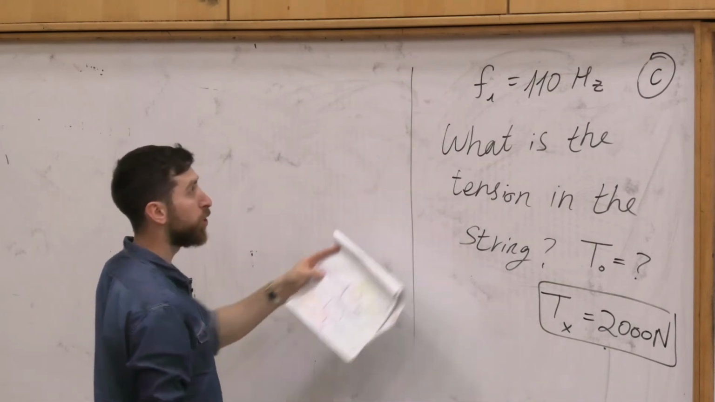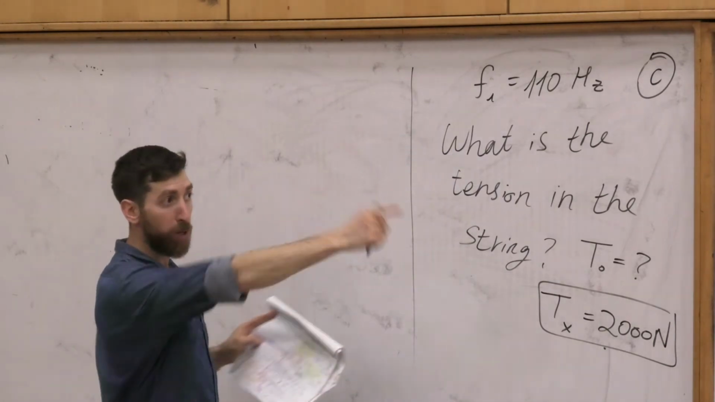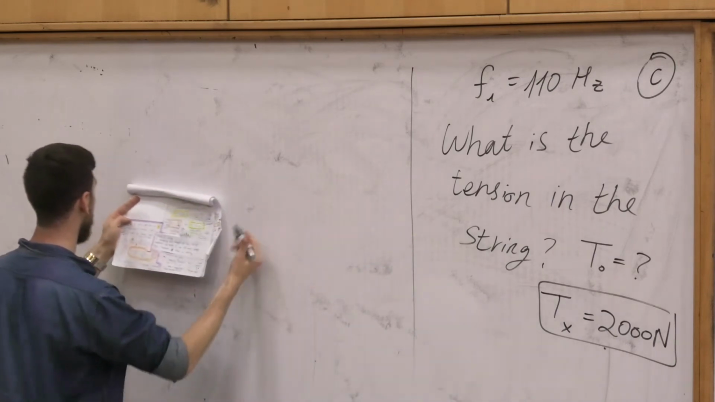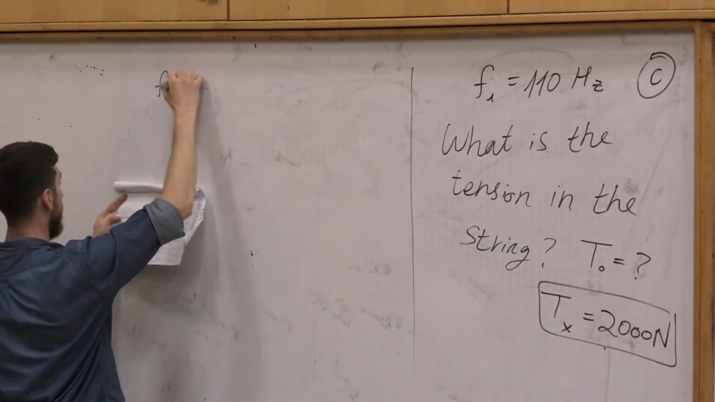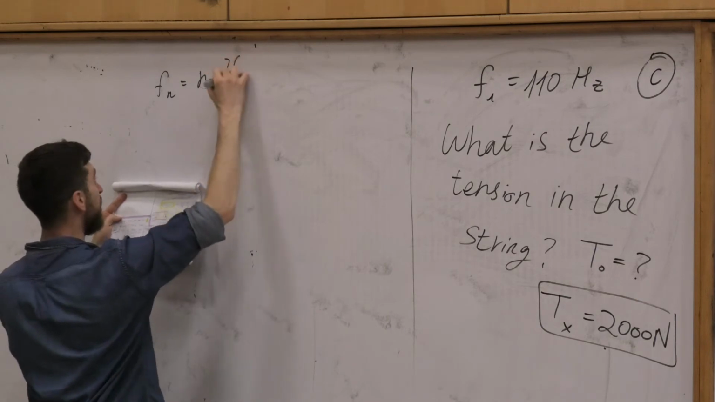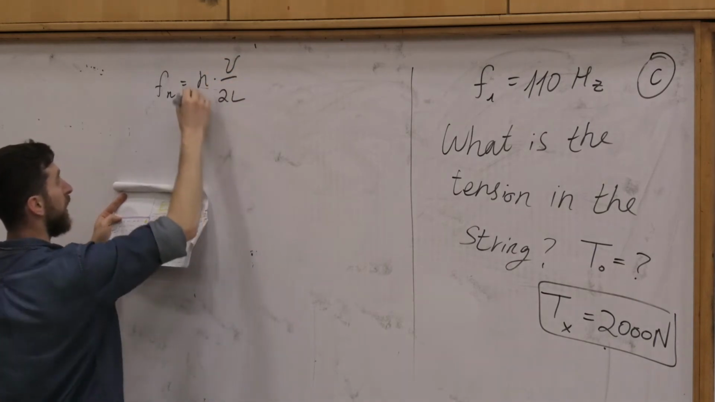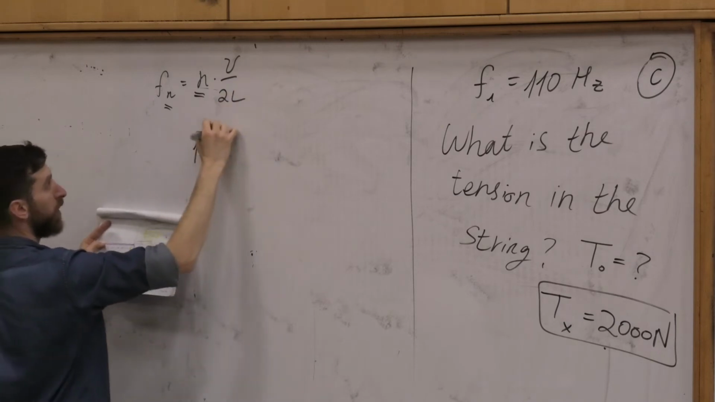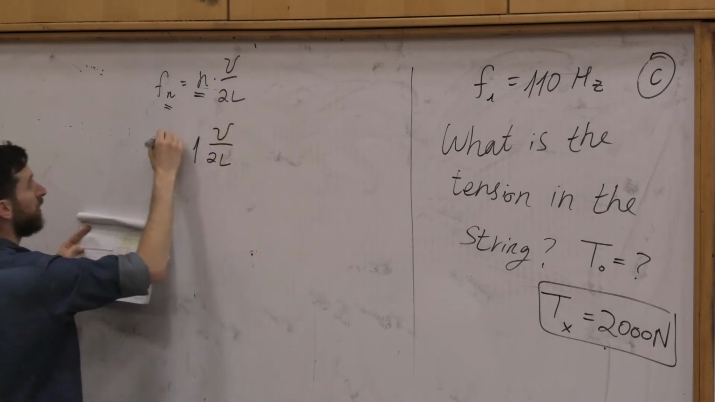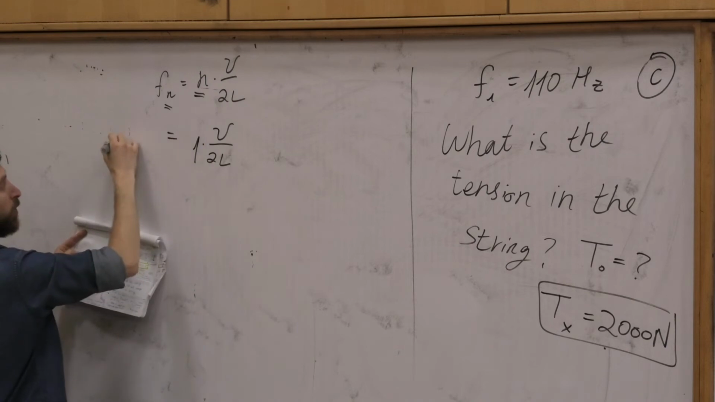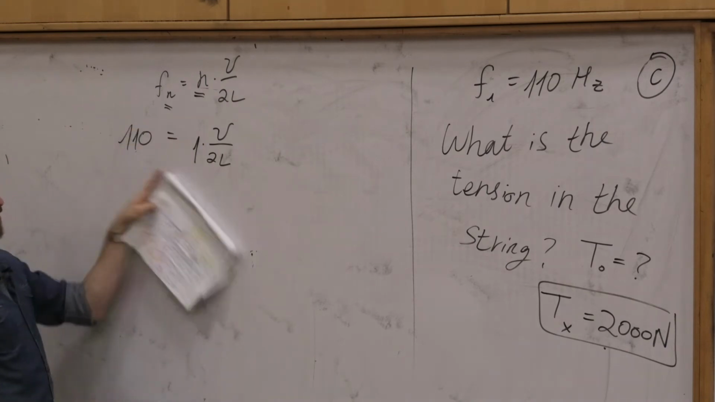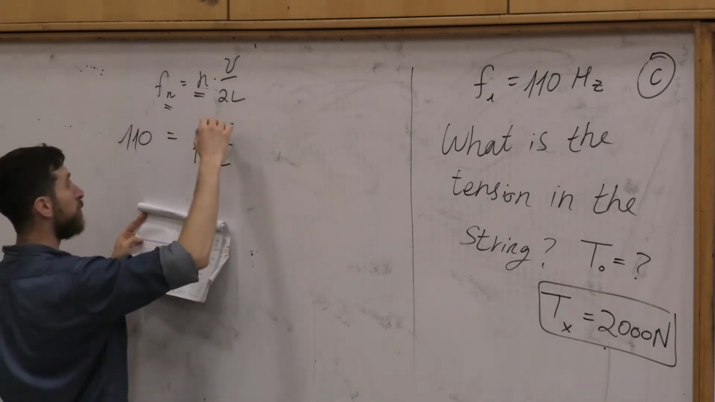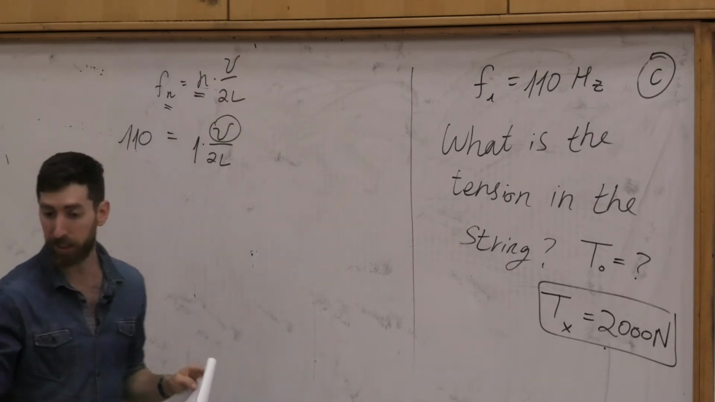So, okay, I have the frequency, and we already learned a formula about the frequencies. In general, F equals N multiplied by the fundamental frequency. They told me that we're going to play N = 1. So this is 1, this is V over 2L, and this is 110, right?